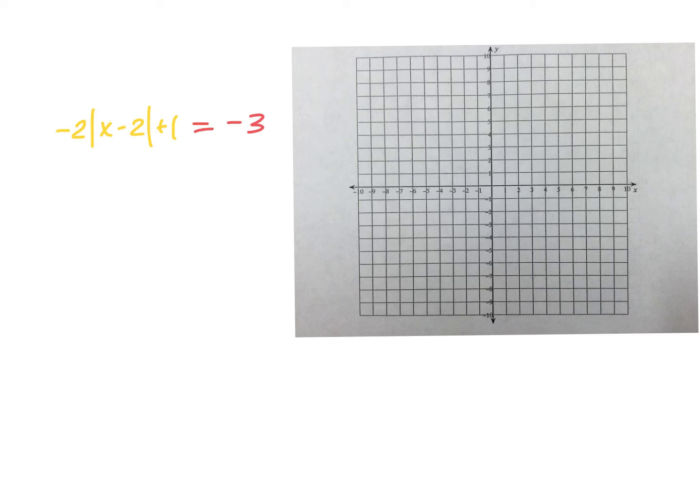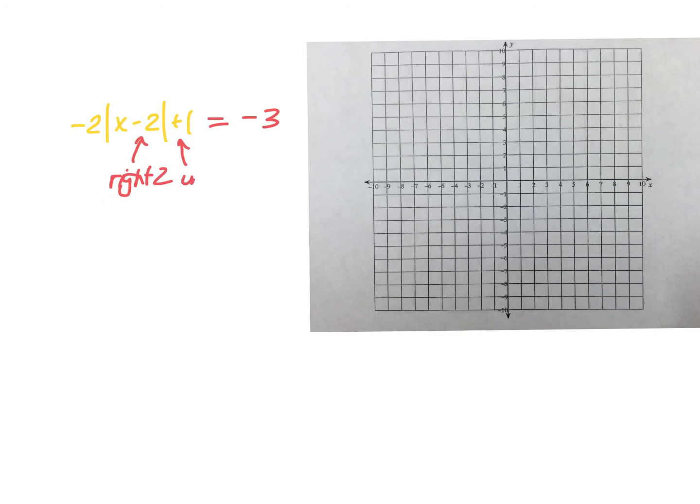So first we're going to graph. To graph, do my vertex. When it's with the x, it's not what you think. So this means I'm going to move right 2, and this means I'm going to move up 1. So here's my vertex, right 2, up 1.